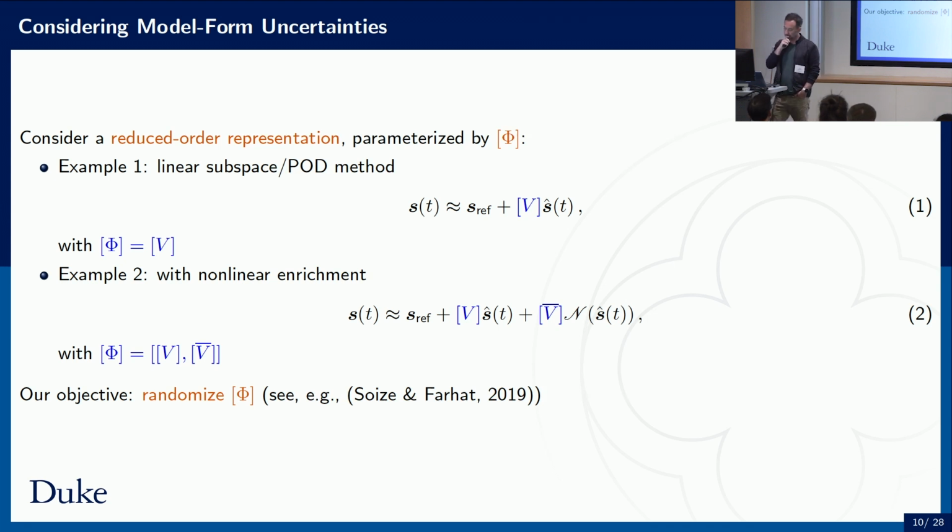So the way we do this, we're going to start with a reduced order representation. I'm just going to give you two examples which are relevant to what I'm going to show later on. One is when you are dealing with the standard linear subspace POD method, where you're going to use a representation like equation 1, where the parameterization phi here is going to be, in this case, the V. And then in some cases, this POD method is not sufficient, depending on the spectrum. So you need to add some nonlinear enrichment, which you can write in a fairly generic form, like in equation 2. And n is usually a nonlinear enrichment term that in our case would be a polynomial enrichment term, but that could be a neural net, for instance. And so the goal is to randomize the projection basis as a way to encode the action of the operator. This is something that had been discussed by Soize and Farhat in 2019.